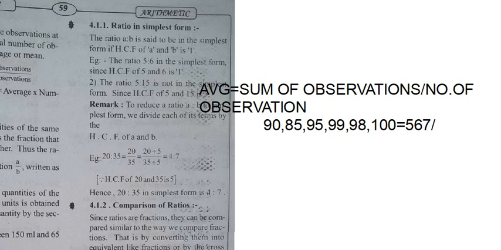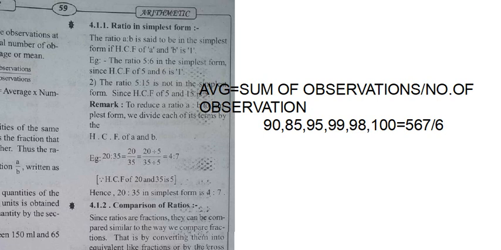Count the number: 1, 2, 3, 4, 5, 6. So total how many are there? 6. Now write that 6 here. Got my point? What is the average? It means sum of the observations by number of observations.